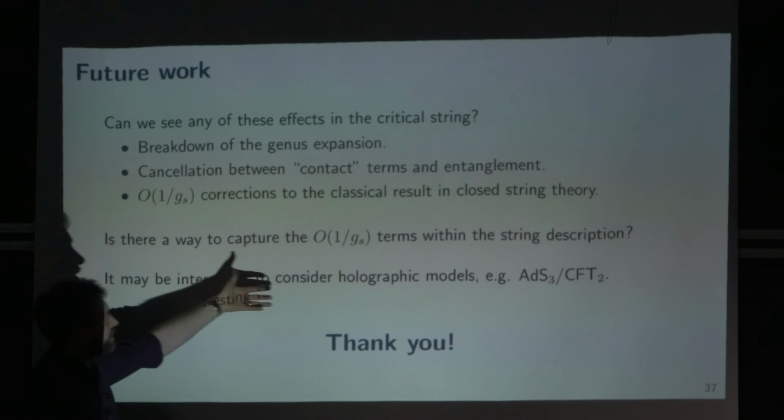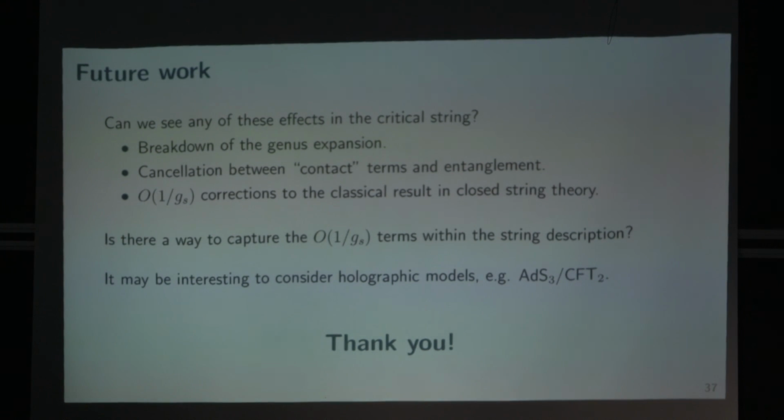So far we can see these order n terms, or 1 over g string terms, in this fermion model, but it'd be nice to see whether they can be captured by the string description without doing the full sum over all topologies and analytically continuing. And I think there are some other models that would be interesting to consider, for example in the context of AdS3/CFT2, to start looking at holographic models. Okay, so thank you.